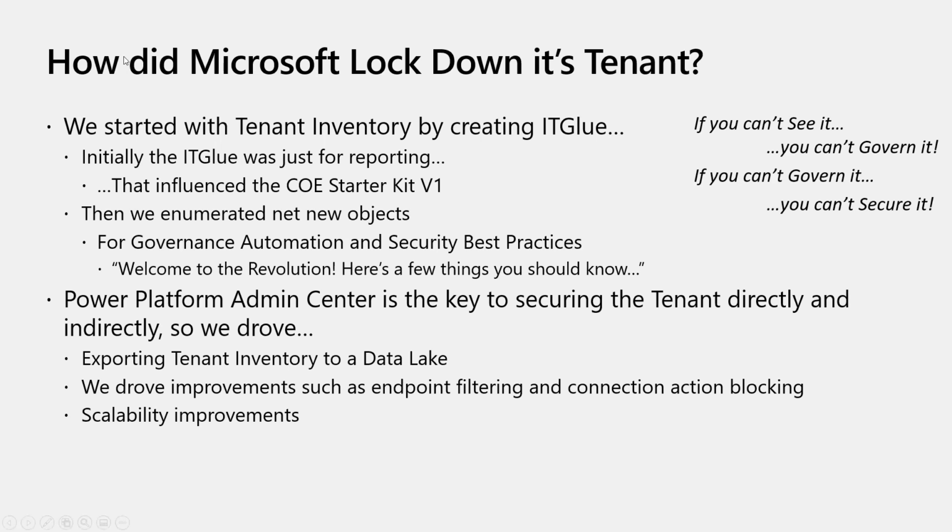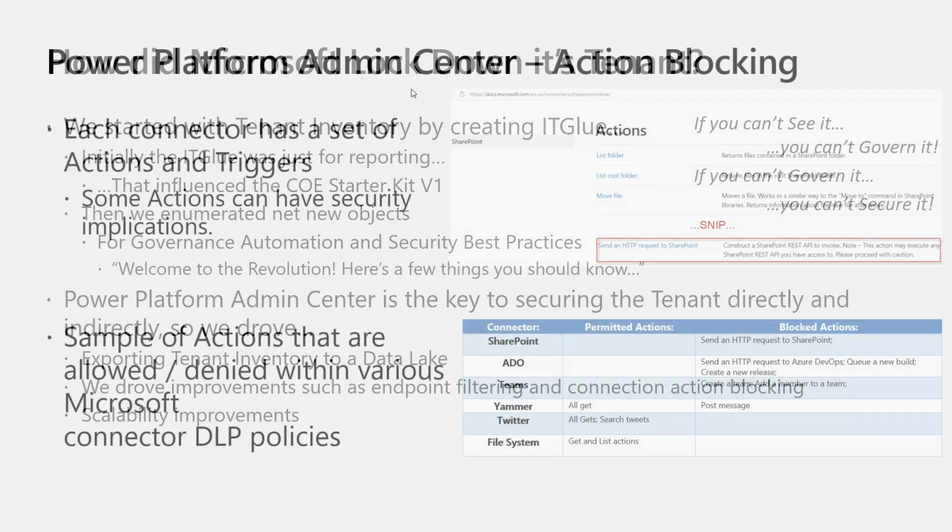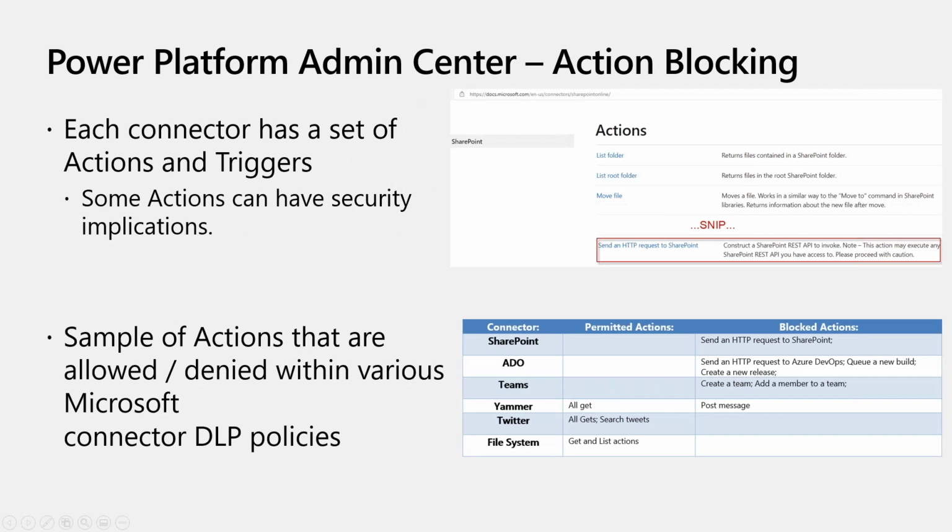We needed fine-grained control over connectors, though, and we helped write significant improvements that I'll present here shortly. We'll start with connector action blocking. Connector actions describe the behaviors of a connector. We now have the ability to block these actions. In the case here, I'm showing the online help topic for the SharePoint connector, and the send an HTTP request to SharePoint action is one that we'd want to lock down.